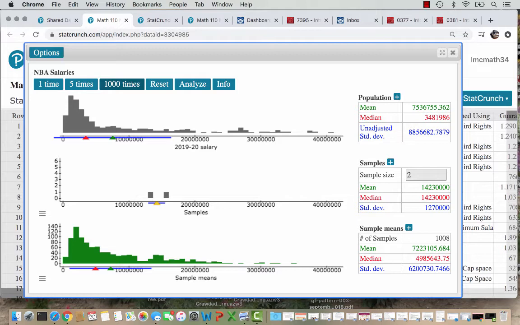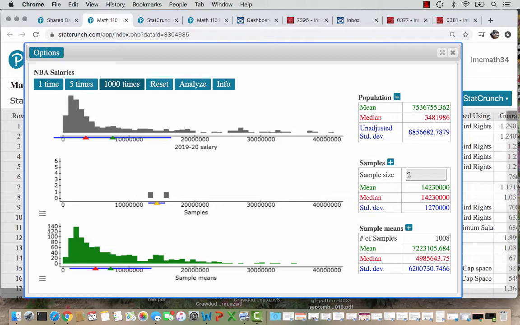So what we see here is a right tail distribution, and then our mean is 7,223,105, and that's pretty close to the population mean salary. And then our median is lower than the mean, what we expect if we've got this right tail, but it's not quite as low as the median salary for the whole population.